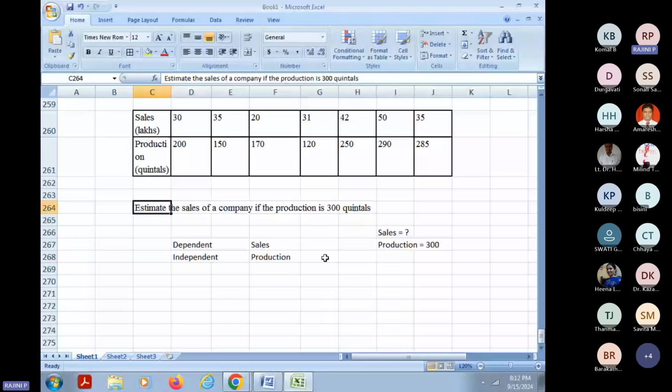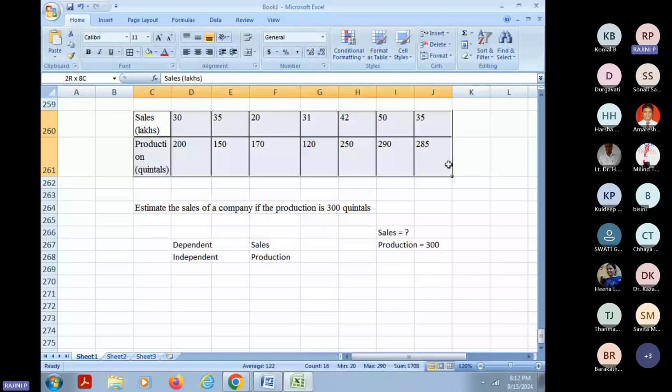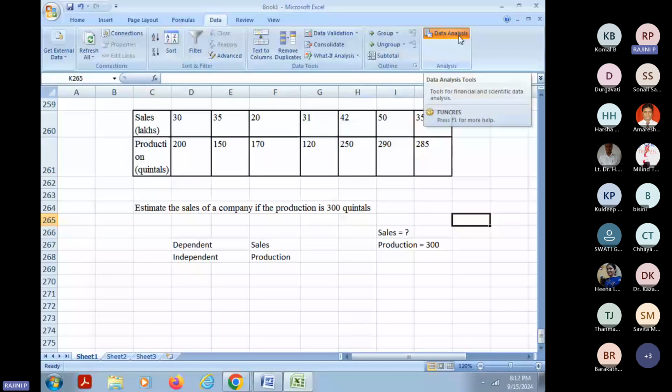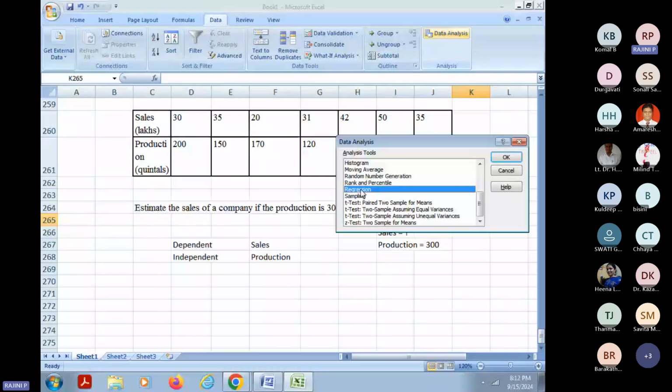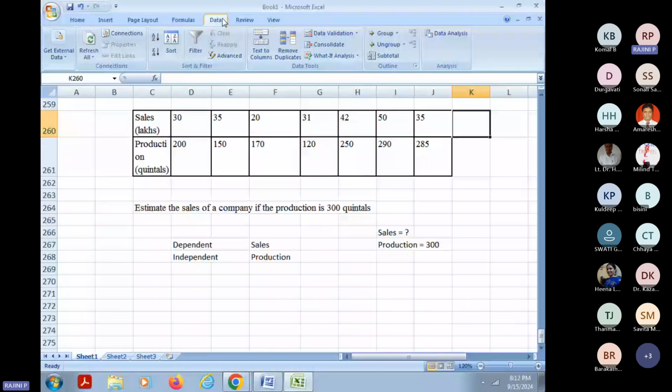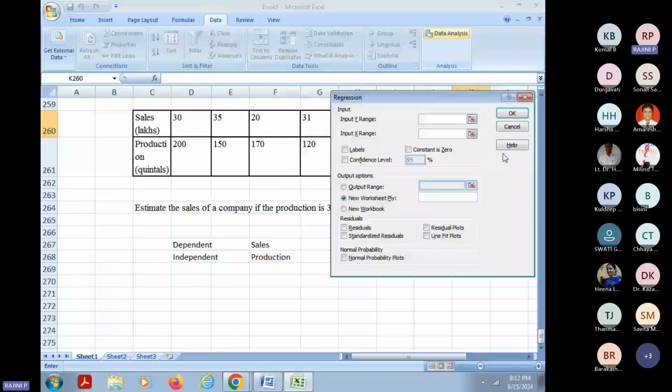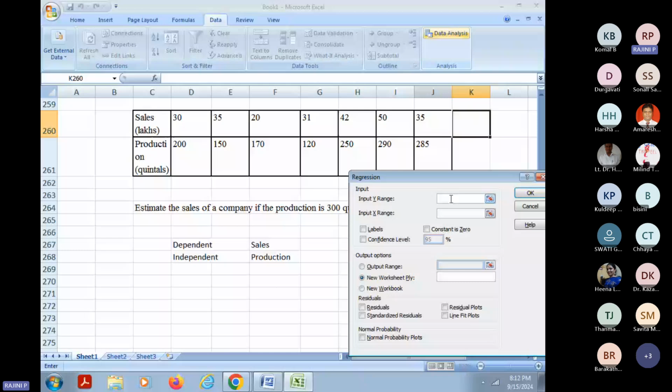So now you need to find sales. How can we do it? First arrange the data. Go to Data, then Data Analysis, and here you can see Regression. Then OK. Input Y range: Y means the dependent variable. X means the independent variable. And remember, the data must be in columns, then only it will do the calculation.